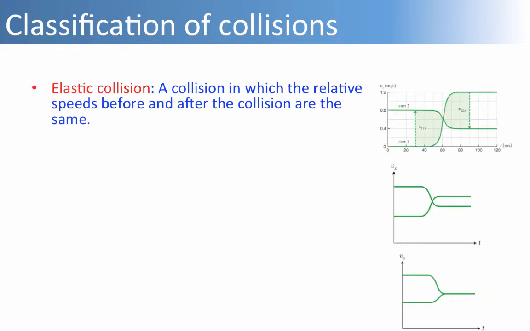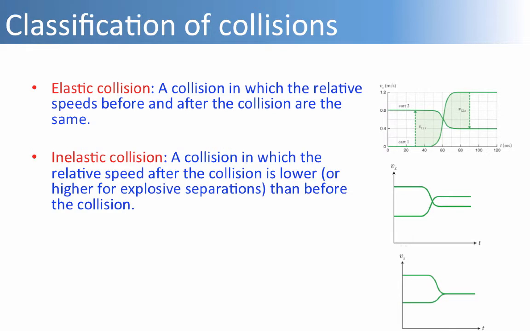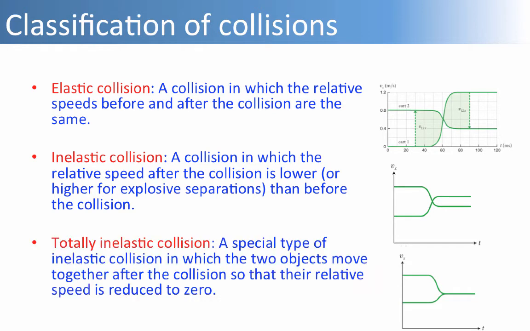So, in words again, an elastic collision is one in which the relative speeds before and after the collision are the same. An inelastic collision is any collision in which the relative speed after the collision is lower, or potentially higher if it's an explosive separation, than before the collision. A totally inelastic collision is a special type of inelastic collision where the two objects move with the same velocity after the collision, so their relative speed is zero.